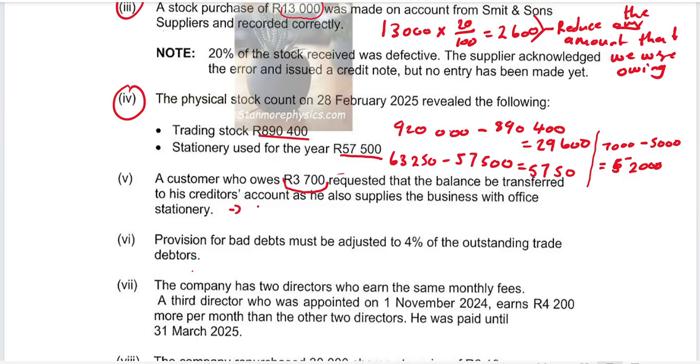You see, let me make a practical example for you. You are owing your friend 4 rand. When you owe your friend 4 rand, your friend also owes you 7 rand. What is the difference between this 4 and 7? It is 3. Okay, let's leave that.